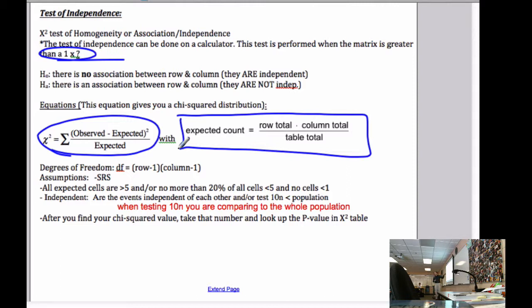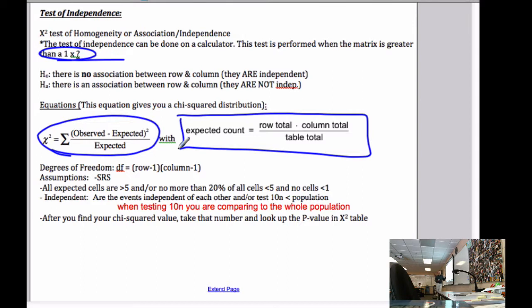But in this case, I can't do this anymore because it's not a 1 by something. It's a 2 by something. So how do we find the expected? You've got to take your row total times your column total and divide by the total of everything that you got. I'll show you an example of that. And then you have to do that for every single one of those cells. So I would have to do it for 8 cells if I'm doing gender and eye color. It's a lot of work, but I'm going to show you a shortcut.